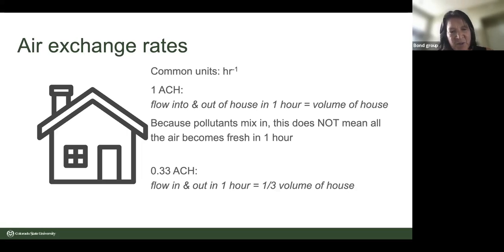So then a more common air change rate is something like 1/3, 0.33 air changes per hour. So the flow in and out in 1 hour is 1/3 of the volume of the house. So it's a way to think about how tight or leaky a house is, independent of its volume.